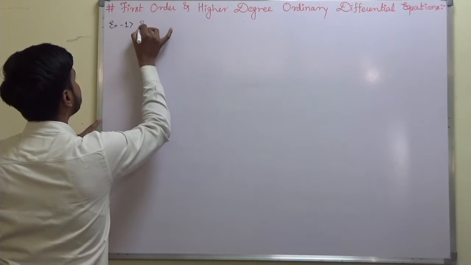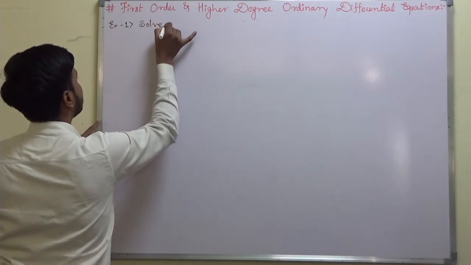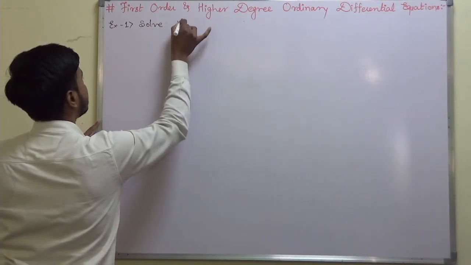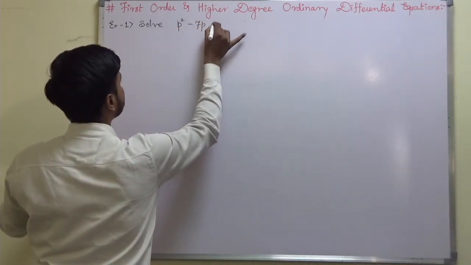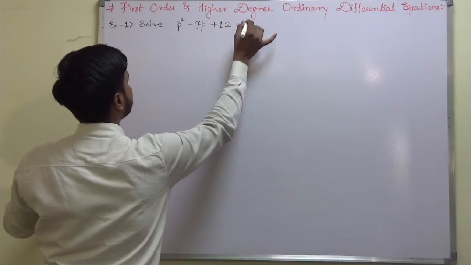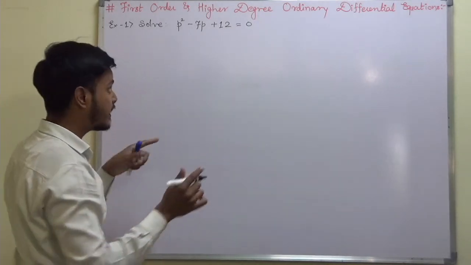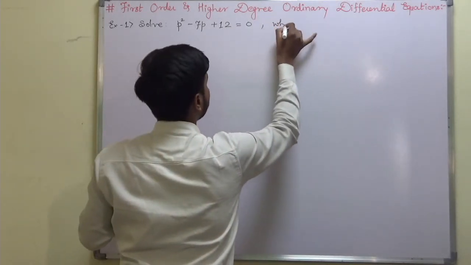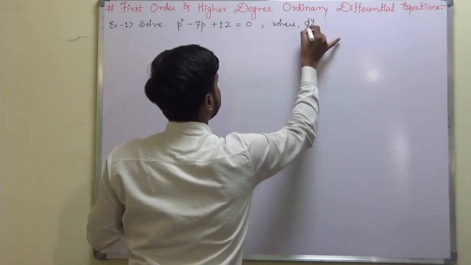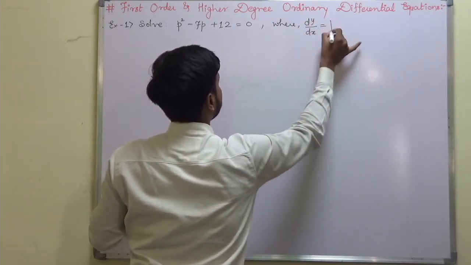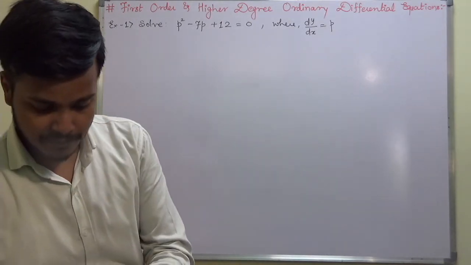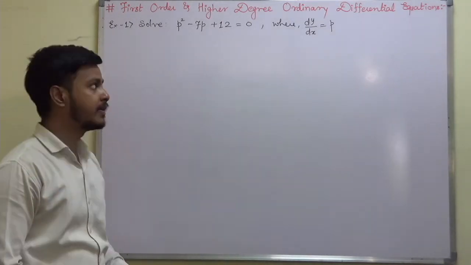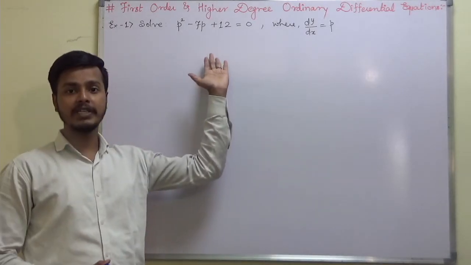Example number 1 says: solve p square minus 7p plus 12 is equal to 0, where dy by dx is equal to p. So this is the problem we have.